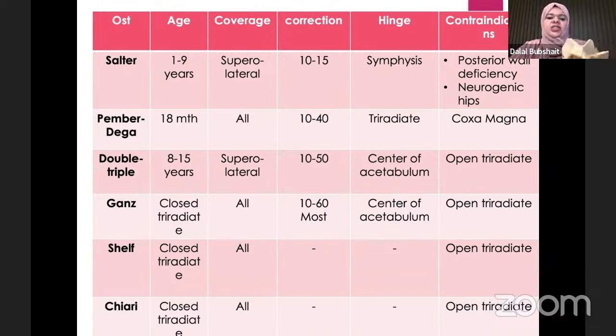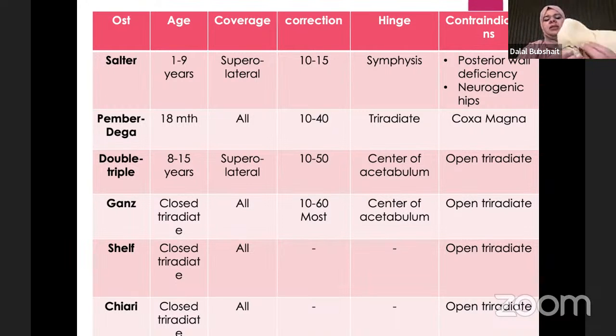For the contraindications, as we said, Salter uncovers the posterior column, so it's not good for neurogenic hips. And the Pemberton and Dega osteotomy, because they are acetabuloplasty and they will decrease the volume of the acetabulum, then when the child is having a coxa magna, it's not a good option.